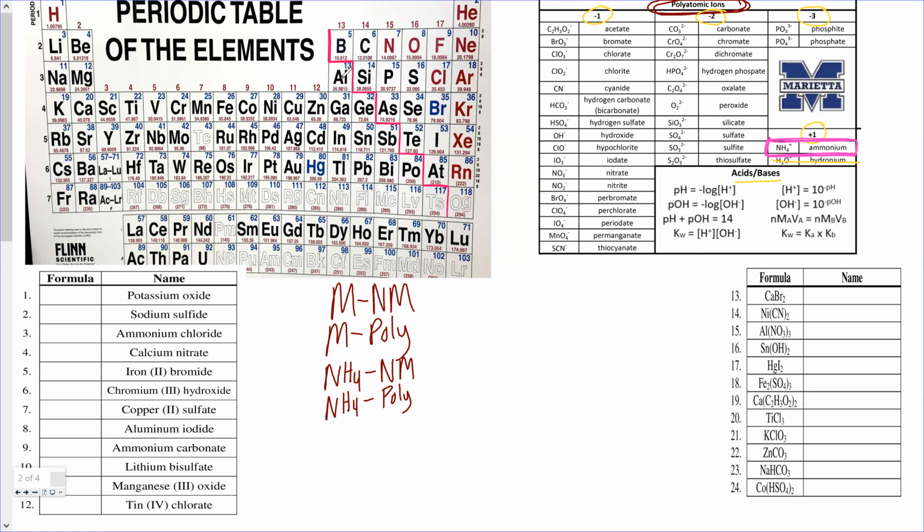Ammonium is NH4 with a +1 charge. NH4 with a +1 charge. You need to know that. I will probably write it down, okay? NH4 with a +1 charge, and it's called ammonium, okay?